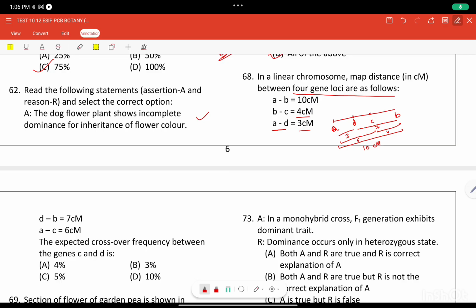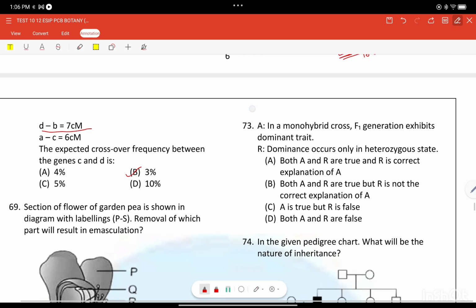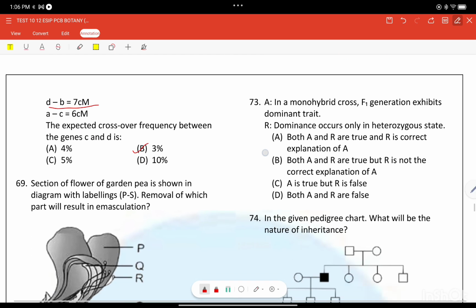so distance between A and D is also 3, and D and B it is given 7. So we have to find the distance between D and C. So this total distance is 10, this is 3, this is 4, so this will be 3 centimorgan. So percentage frequency will be 3%.